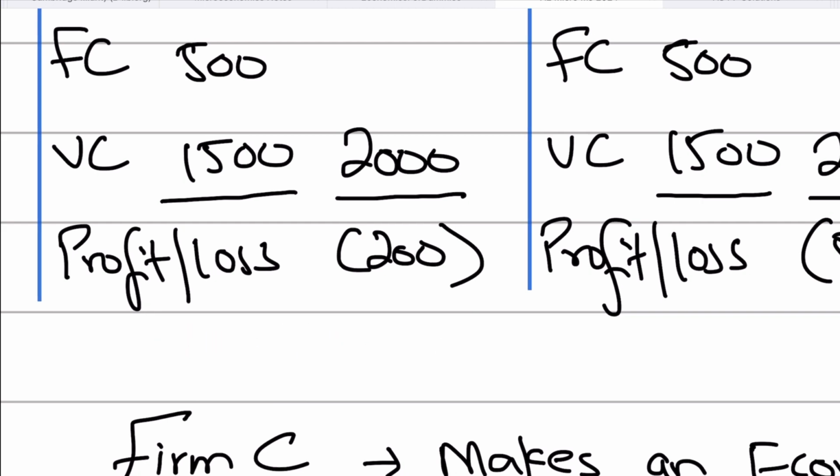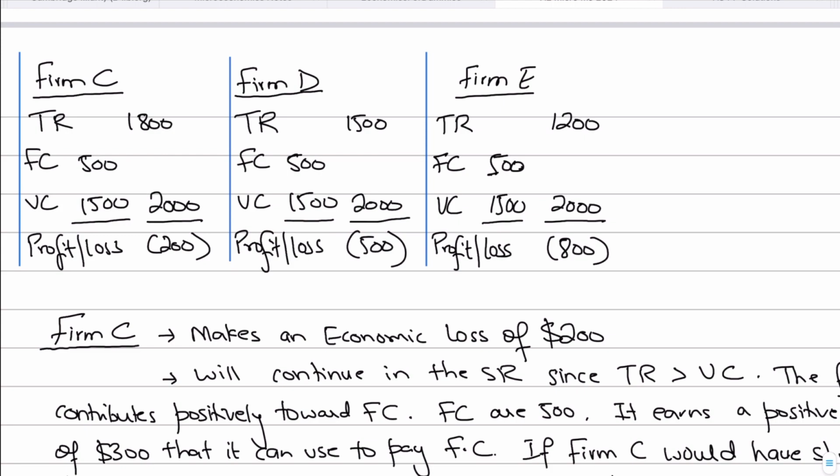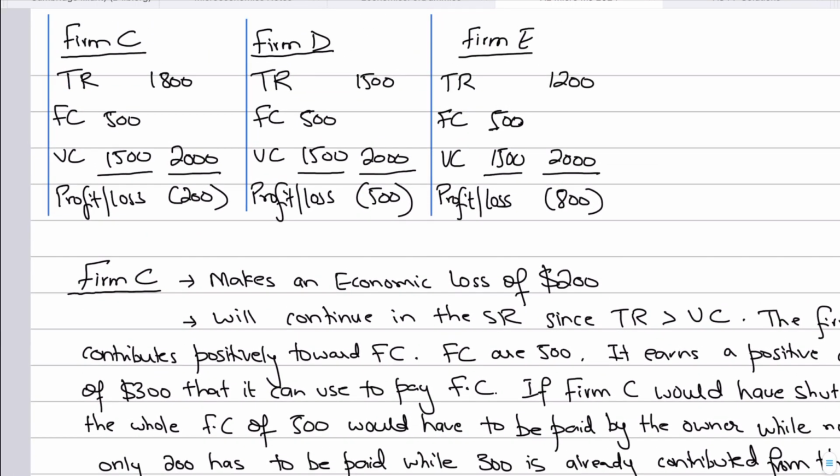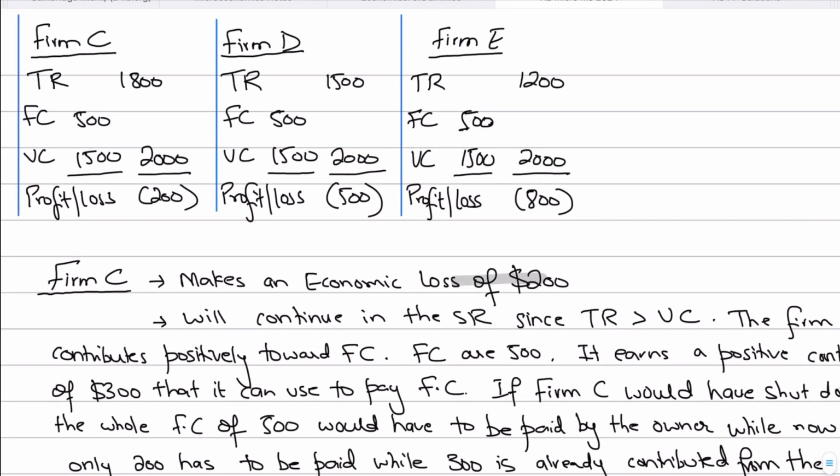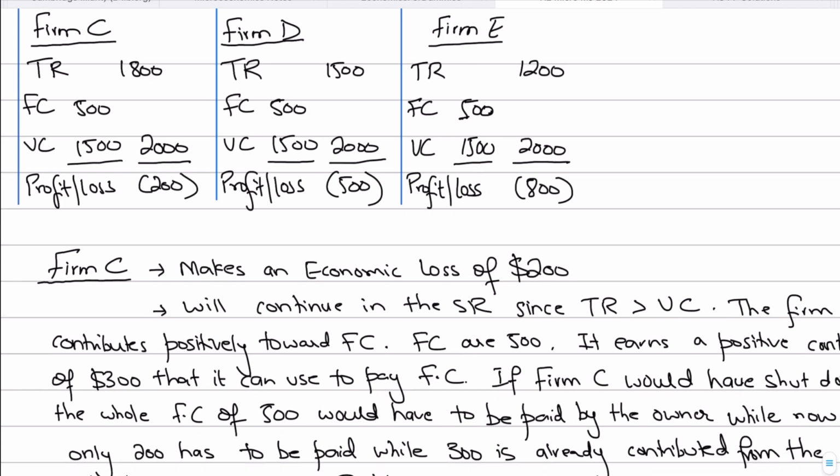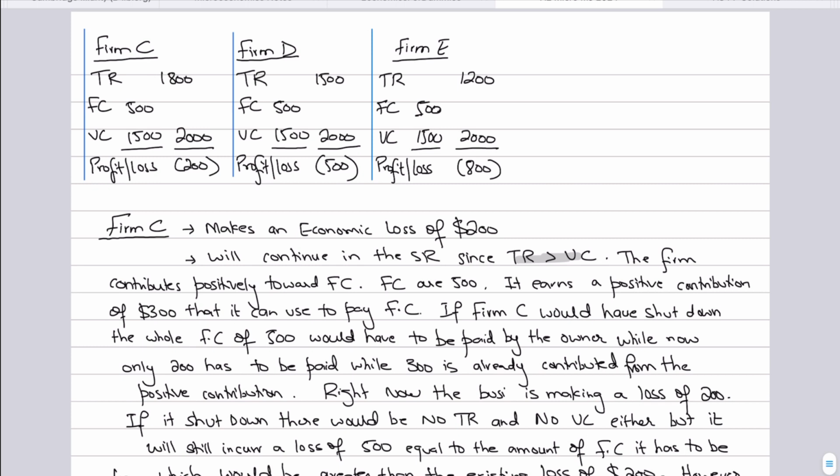So there's a positive contribution to your fixed cost. That is why we're saying that although firm C is making an economic loss of $200, it will still continue to operate in the short run, because total revenue is more than variable cost. So the firm contributes positively towards fixed cost. We know that fixed costs are 500 and we are earning a positive contribution of 300, and that will be used to pay the fixed cost.